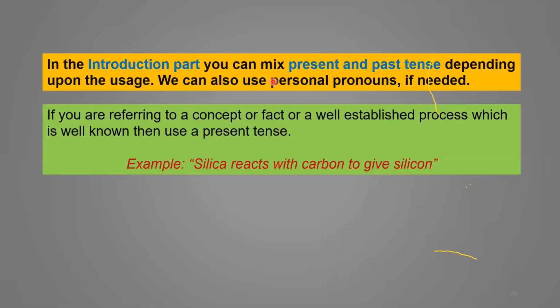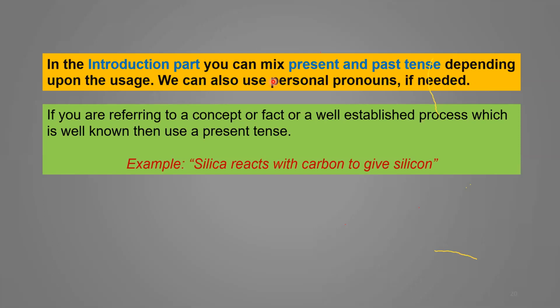I am giving an example. Suppose you are referring to a concept or a fact that is well established: the sun rises in the east. That is a universal truth. So if you want to write like that, here is an example: silica reacts with carbon to give silicon. This is a standard reaction used in the production of pure silicon from silica. So this is a well-established process. In such a case, you can use present tense.